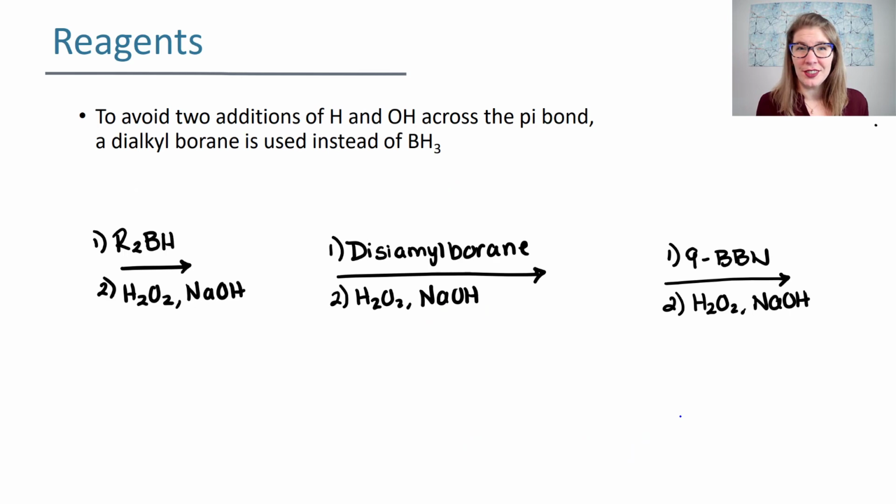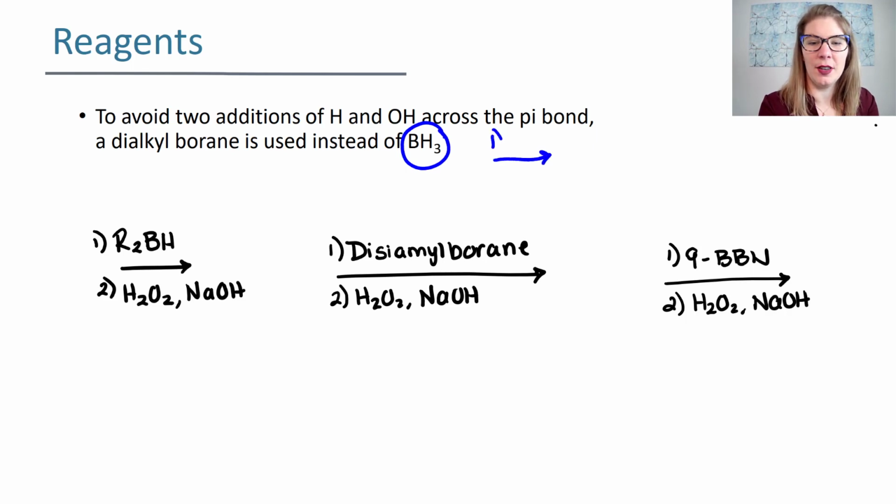Now let's talk about the reagents. The reason that we changed reagents away from the one that we saw earlier, the BH3-THF, right? BH3 complexed with THF, was because borane is reactive enough to react with both pi bonds of your alkyne. So what we do is we change the BH3 a little bit, take off two of the hydrogens and put two R groups on to make it less reactive. And that way, we're only going to see a reaction with one of the pi bonds.